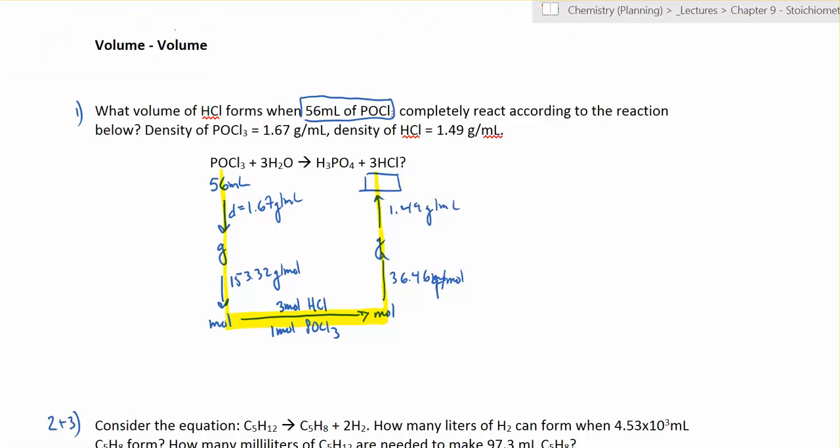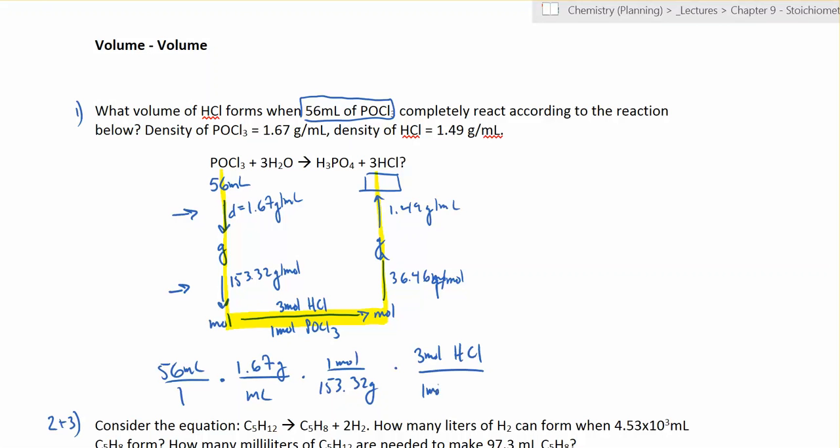To write that out mathematically, we would again start with 56 milliliters, put it over 1, multiply by 1.67 grams per milliliter. That's this step right here. Multiply by 1 mole over 153.32 grams. That's this step right there. Multiply by 3 moles of HCl per 1 mole POCl3. That's this step right here.